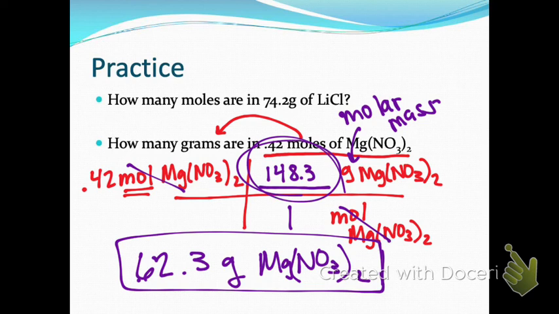Because if I had accidentally divided 0.42 divided by 148.3, I would have gotten 0.003 grams. And that should have been a red flag, right? There's no way that a half of a mole would weigh 0.003 grams, right? So we've got to make sure that we're checking ourselves to make sure, does our answer seem reasonable?